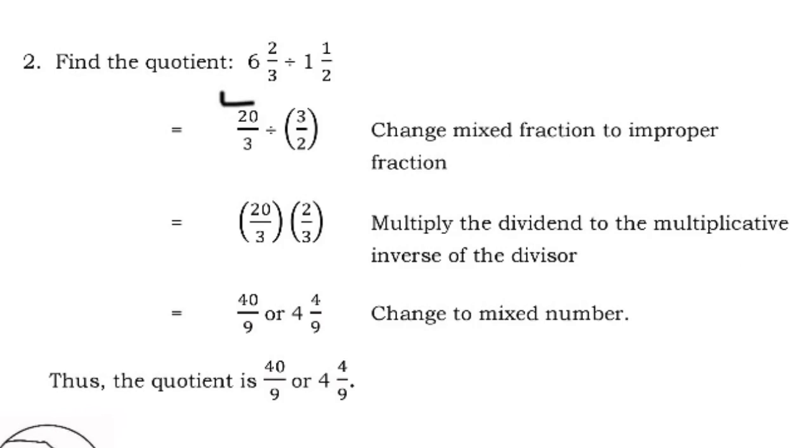You're going to have 20 times 2, 40, then 3 times 3 is 9. So 40 over 9. Or you can write this as a mixed number. Just divide 40 by 9, and you're going to have 4 and 4 over 9.